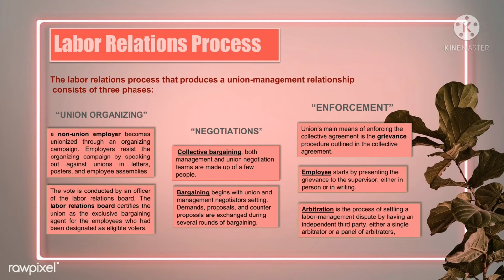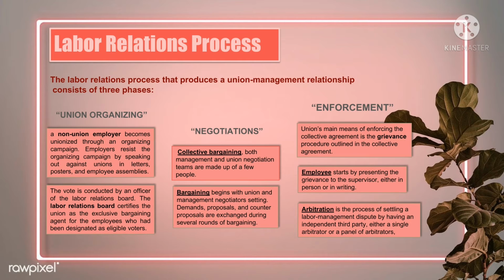Bargaining begins with union and management negotiators setting out a list of contract issues that will be discussed, with the union and the employer meeting face-to-face and exchanging written proposals. Demands, proposals, and counter-proposals are exchanged during several rounds of bargaining in the labor relations process. Any contract that results from the negotiations between the union and the employer must be approved by the top management and ratified by the union members. Once the agreement is approved by both sides, the collective agreement becomes a legally binding contract that covers such issues as union security, management rights, wages, benefits, and job security.